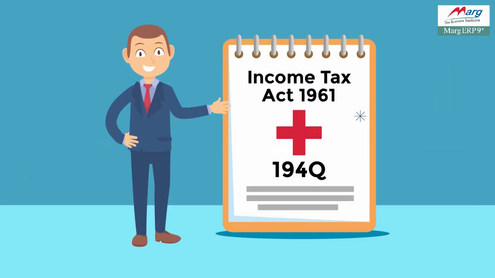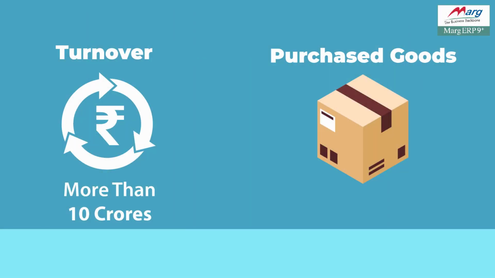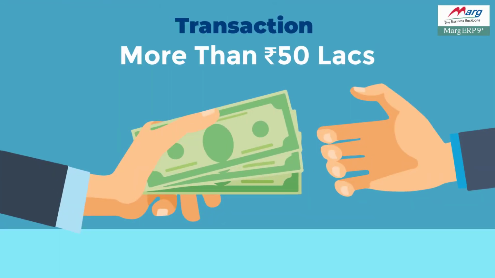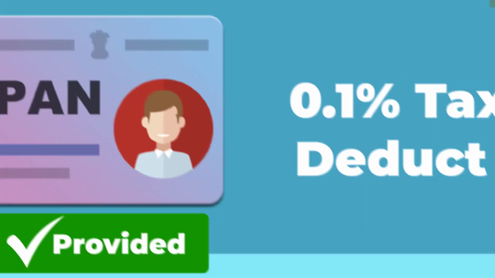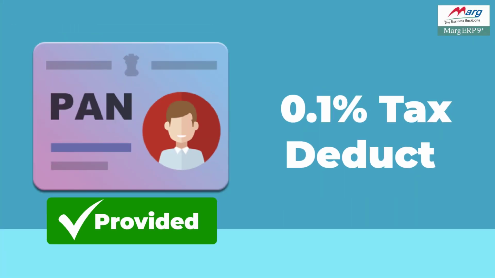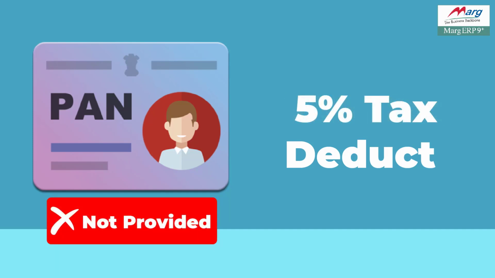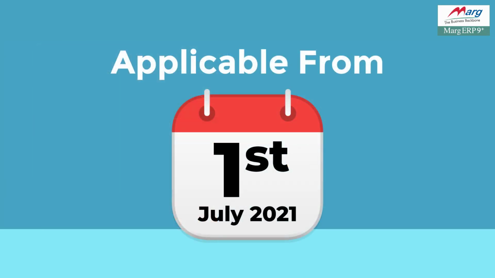In the Income Tax Act 1961, one new section has been added, 194Q, which means if the person is a buyer whose turnover is more than 10 crore in the previous financial year, and if he purchases goods from their supplier of more than 50 lakh, then TDS will be deducted on it. If the buyer has provided their PAN, then 0.1% tax will be deducted. If a buyer doesn't provide their PAN, then 5% tax will get deducted. And this will be applicable from 1st July 2021.